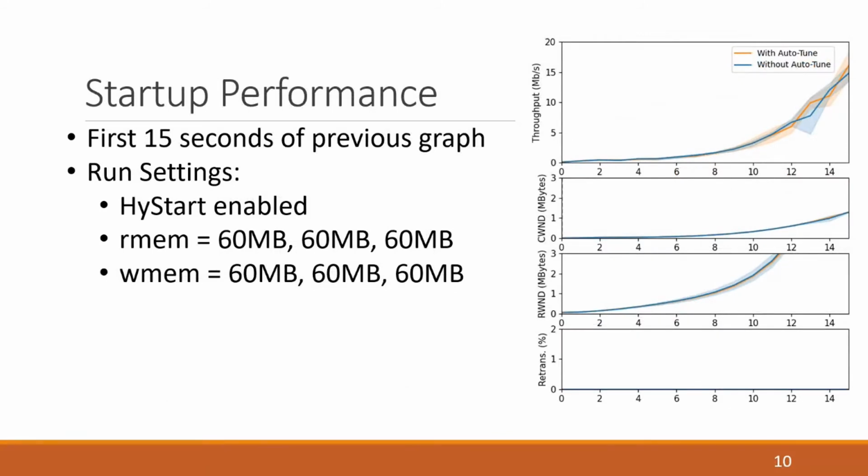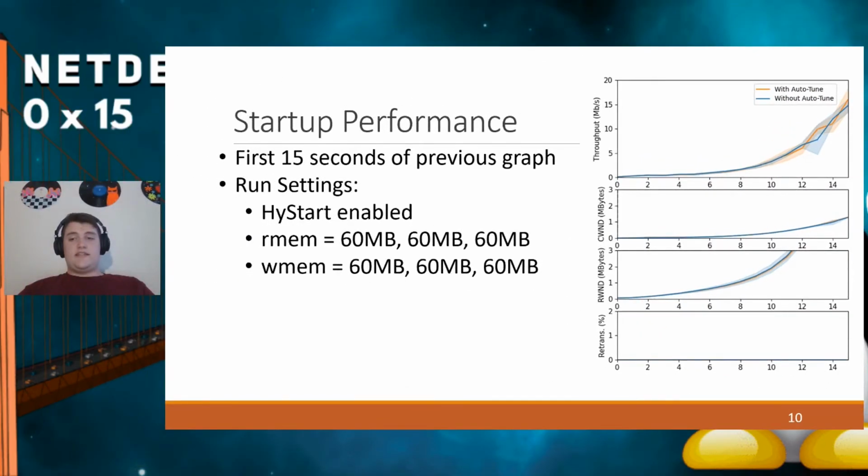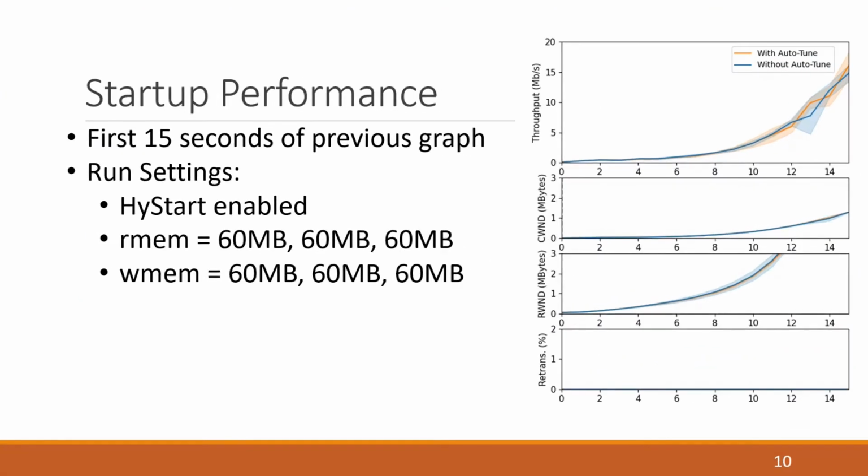So to evaluate some claims from previous work that indicate that startup performance is impacted by the AutoTune feature, we are just looking at the first 15 seconds of the previous chart, and that just gives us a better view of throughput. Taking a look at the throughput, we see that there's almost no difference between them, and that the averages for the one are completely contained within the confidence interval of the other runs.